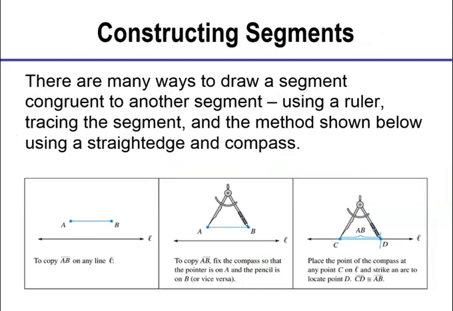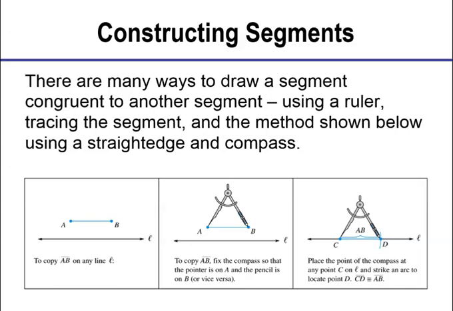And this construction is about drawing a line segment. Now, as you can imagine, there's lots of ways to draw a line segment. You could use a ruler, but if you're trying to do true constructions, a straight edge and a compass is all you have. You don't have a ruler, but you could measure using a ruler. You could trace the line segment. You know, you have a thin piece of paper, you trace on top of the line segment you can see below. And the method shown here is again with a straight edge and a compass.